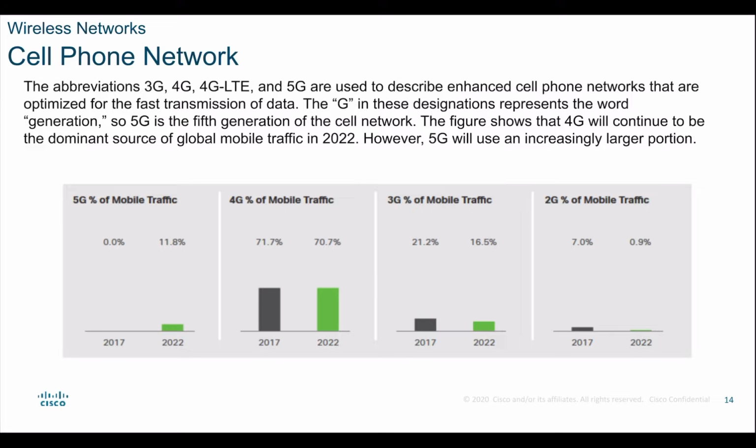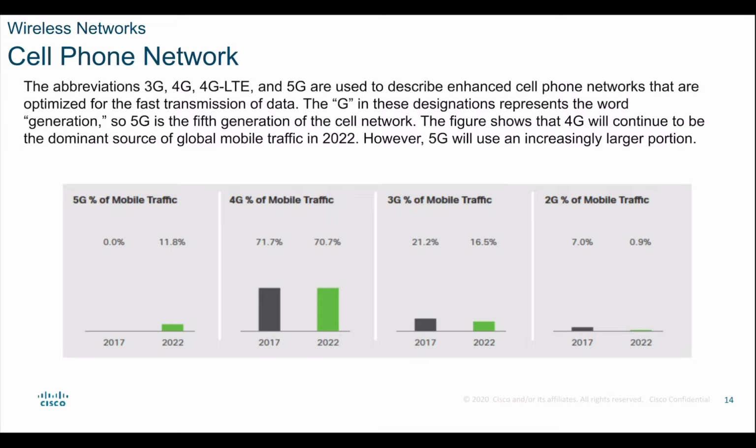When we think of cell phones, they come in a few generations. That's what the G is in 3G, 4G, 4G LTE, and now what we're seeing more and more is 5G. These are the generations of wireless. Most of the time, we're on 4G, the fourth generation. As you can see here, between 2017 and this year, 2022, most of the traffic is 4G, but we're starting to see 5G get more of a hold.